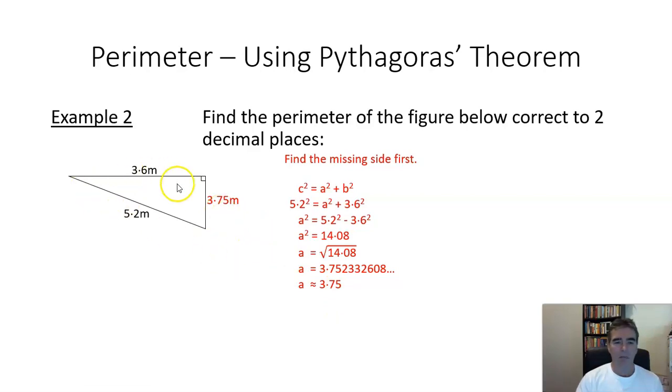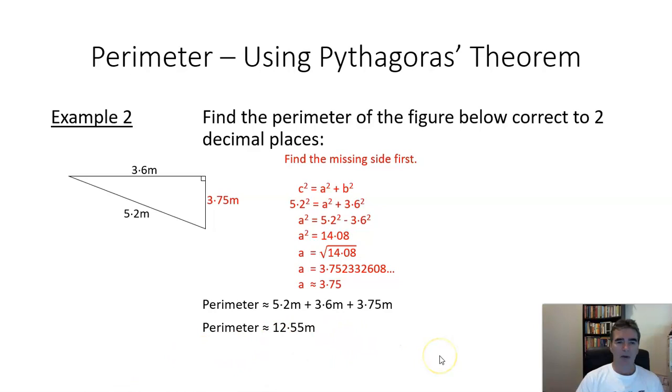And now that I've got all the boundaries, I'm going to start at one of the corners and work my way around. So start here, 5.2, 3.6 and 3.75, and we add all those together, and there is the perimeter of this particular triangle. So approximately 12.55 meters.